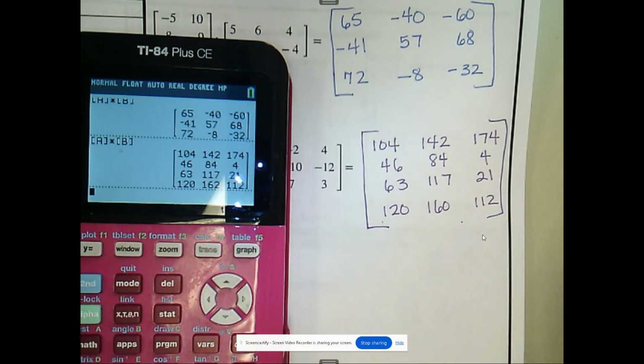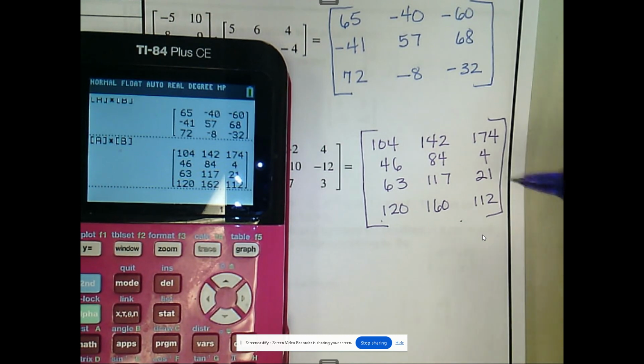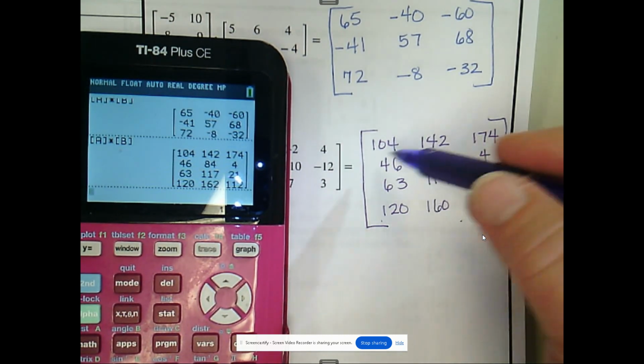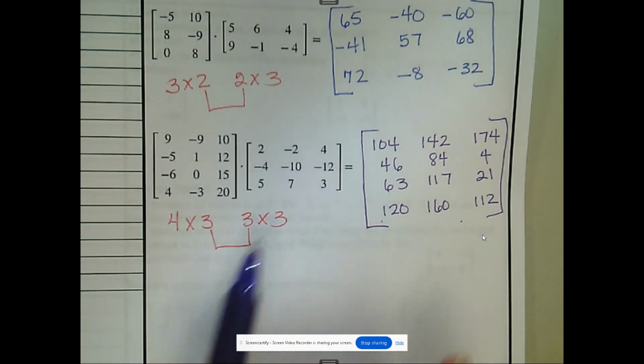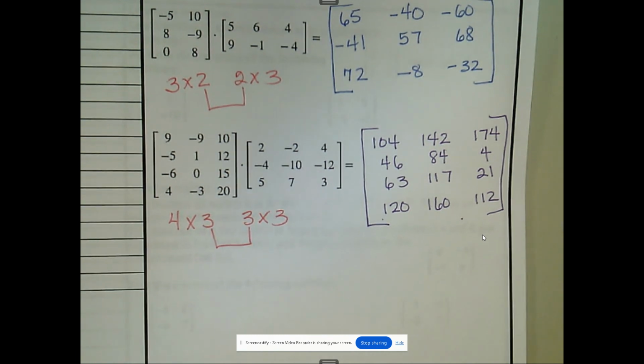Okay, so I've copied it down. I've got my 4 rows and 3 columns. That's what we expected because those are your outside dimensions. And that's how you use a calculator to multiply.